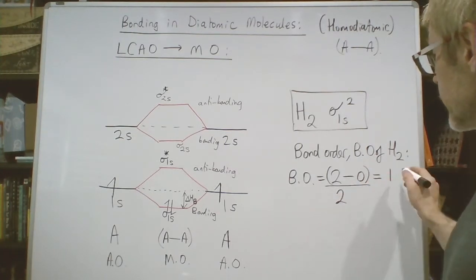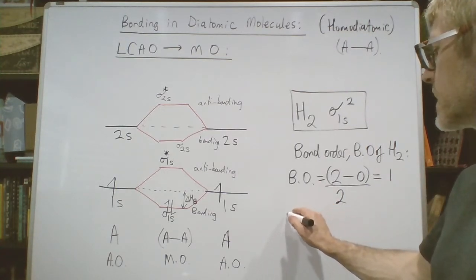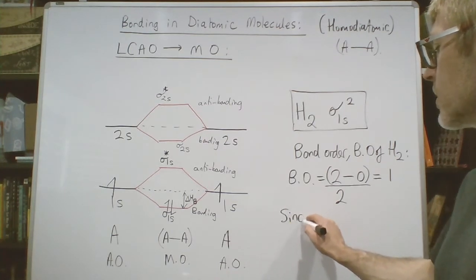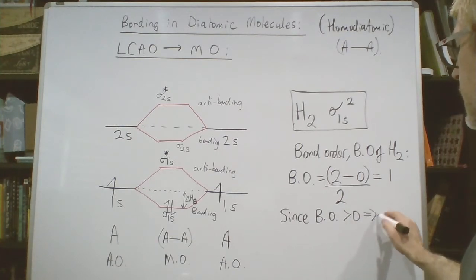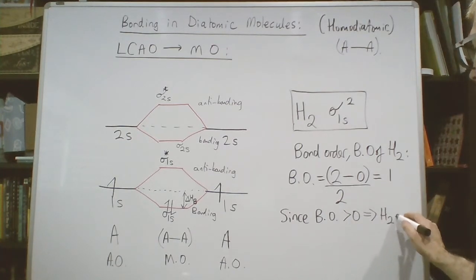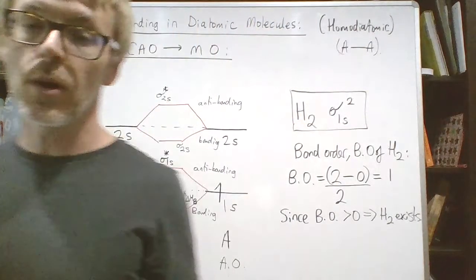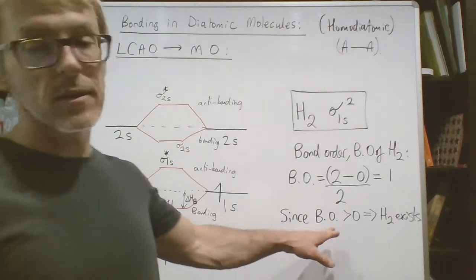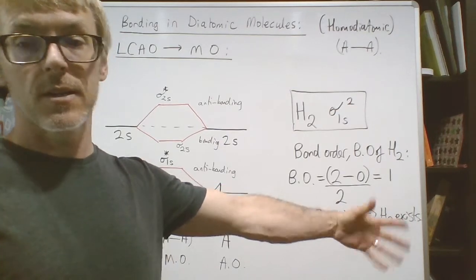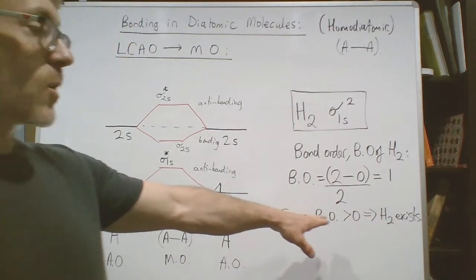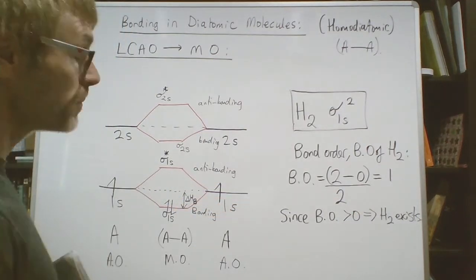So we can interpret the bond order in a couple of ways. We can say that since the bond order is greater than 0, it implies that H2 exists as a real homodiatomic molecule. If for some reason we calculated the bond order and the bond order was 0, that's evidence that there's no interaction, so there'd be no such thing as H2. So the fact that it's greater than 0, we know that H2 exists as a real bona fide molecule.